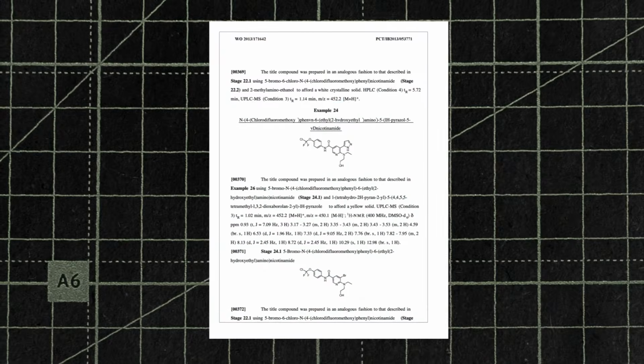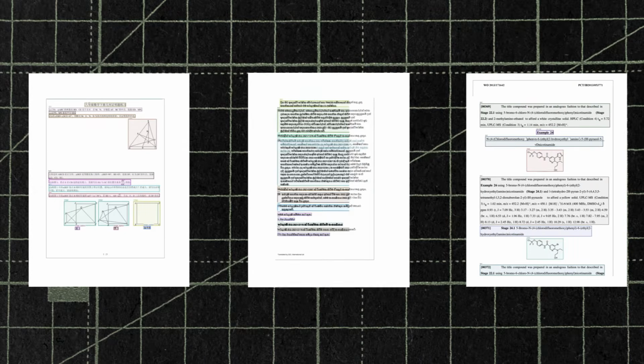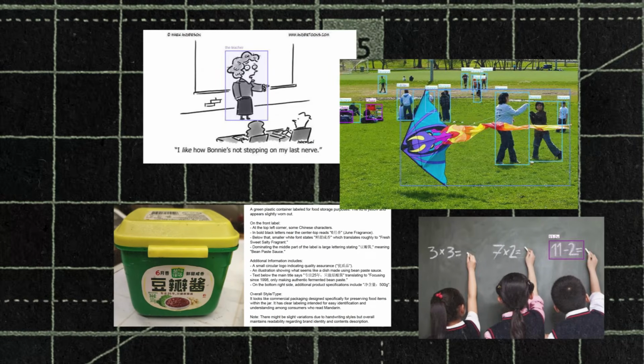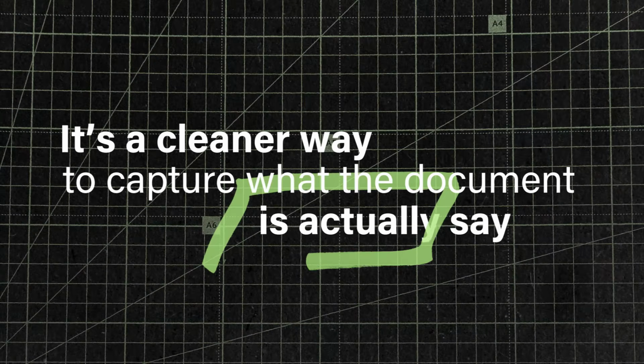Altogether, DeepSeek OCR shows how document understanding is evolving. Treating the page as an image lets the model keep the spacing, the structure, and the relationships that matter when you're working with complex files. It's a cleaner way to capture what the document is actually saying.